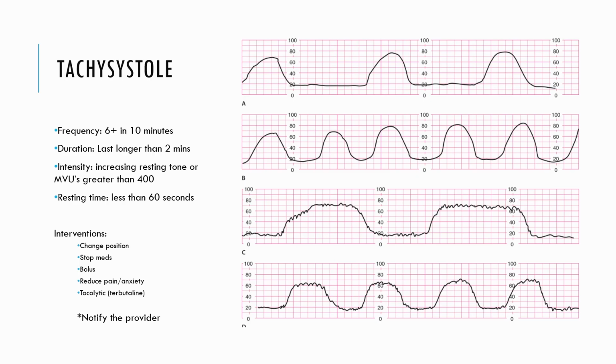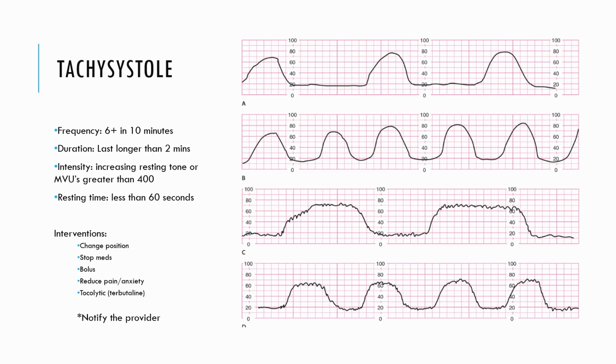The intensity, okay, the strength of our contractions, our MVUs are greater than 400, or our resting time is less than 60 seconds. So any of those 4 things, when we look at frequency, duration, intensity, or resting time, any abnormalities with that is diagnosed as tachysystole.